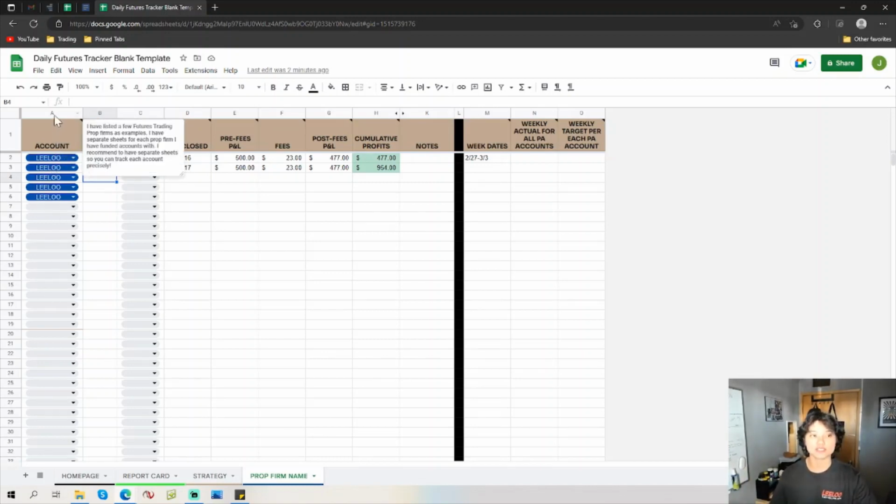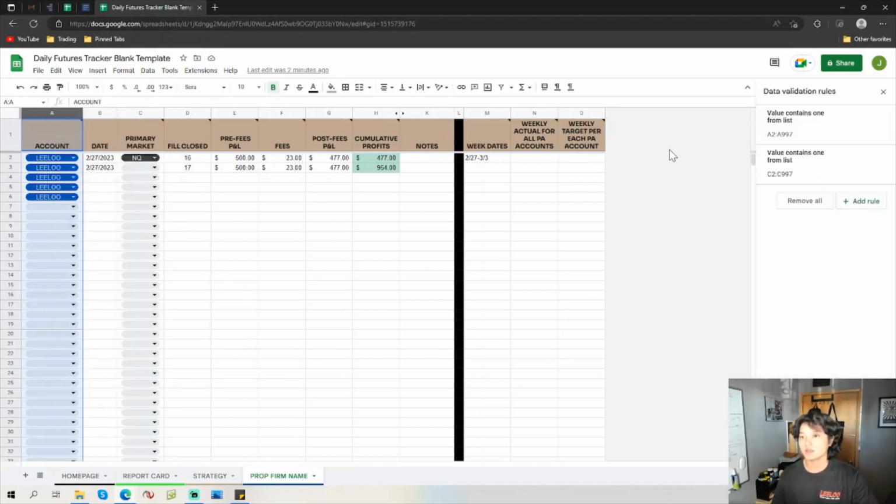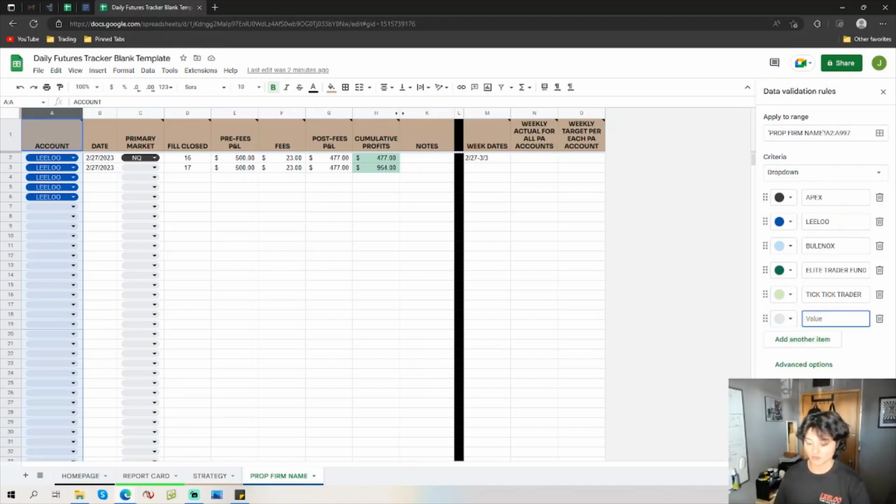So you can adjust this as well by just clicking on column A, right-clicking it, and then hitting data validation. Then you'll click where it says has column A on it, and it also highlights the column that you're in when you click it. And then from here you can adjust it to whatever name you need it to be. So whether you need Apex, Lilu, you need to add in, I don't know, personal account, we can do that too. Let me just add that in right now so you guys can see that.